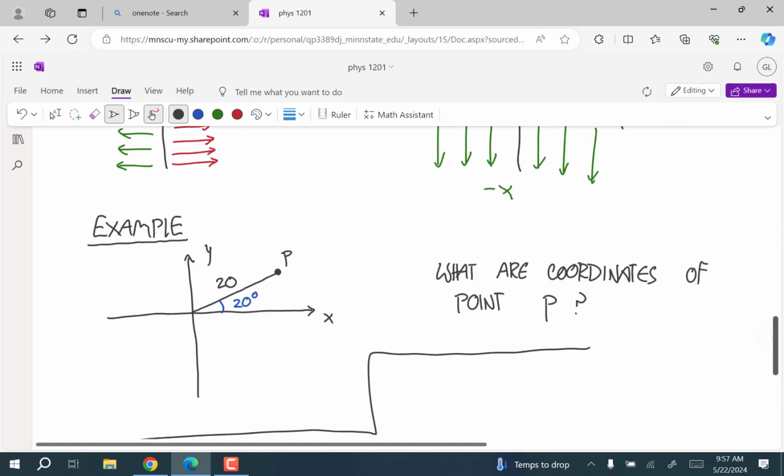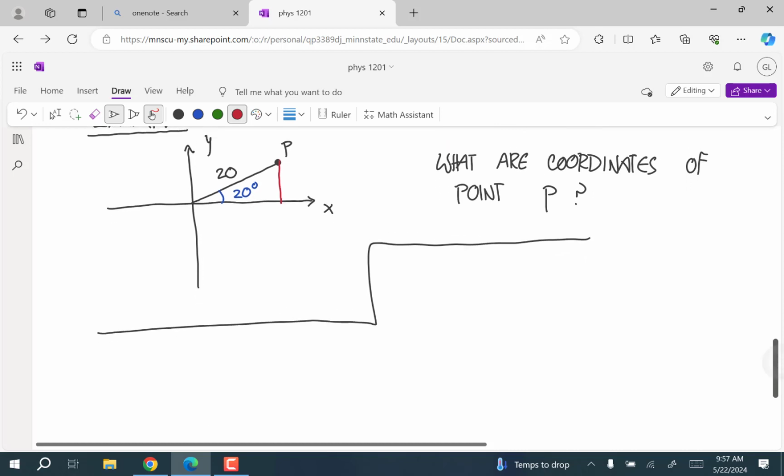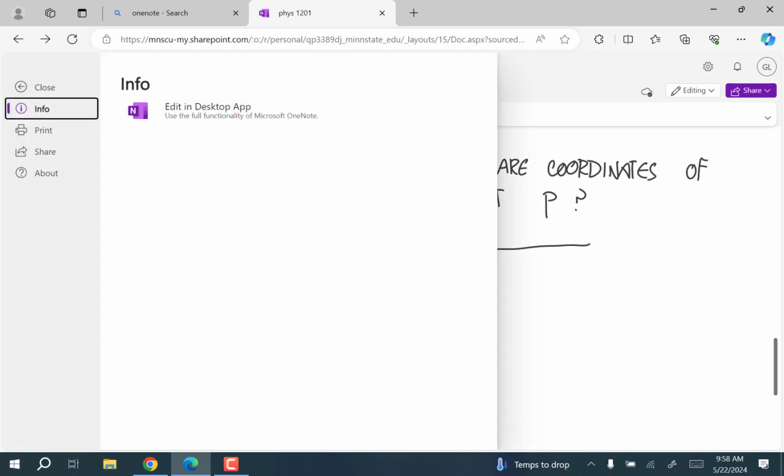So how are we going to do this? Well, we're always going to think of making a right triangle. And now that right triangle that goes like this, if you can see my cursor, we can use SOHCAHTOA with that. And then we have to think about the coordinates, the signs of the coordinates. The x coordinate of this point P is going to be the length from the origin to where this red line intersects. It's going to be that adjacent side.